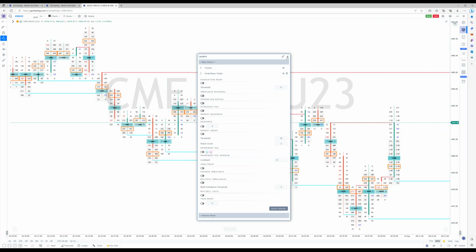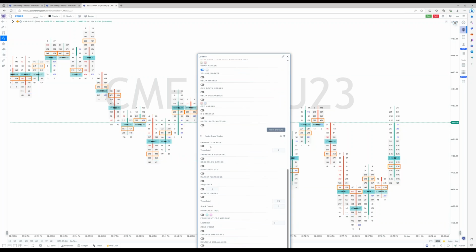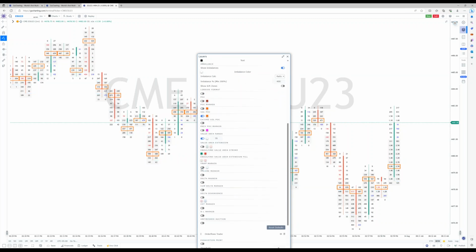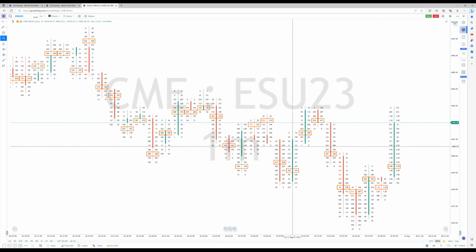Then on the cluster chart, disable unfinished auction, VWAP marker, and turn that off. So this is your basic footprint chart. You've got your volume on the bid, volume on the offer, your point of control in the middle. You see the buying imbalance, you see your selling imbalance, etc. Which is basically a basic footprint chart.